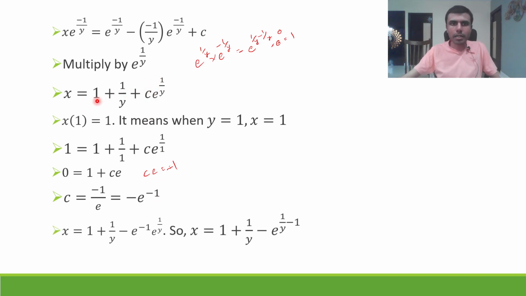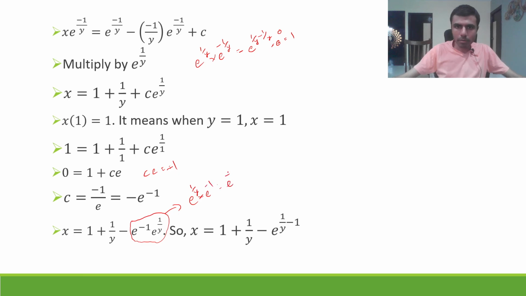Now put it back here: x is equal to 1 plus 1 by y minus e power minus 1 into e power 1 by y. Now see this, e power minus 1 into e power 1 by y is nothing but e power 1 by y into e power minus 1, which is nothing but e power 1 by y minus 1. And that's what I'd get, and there's a minus. So at last we got the solution.